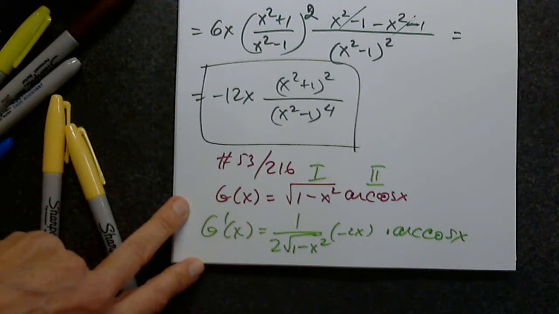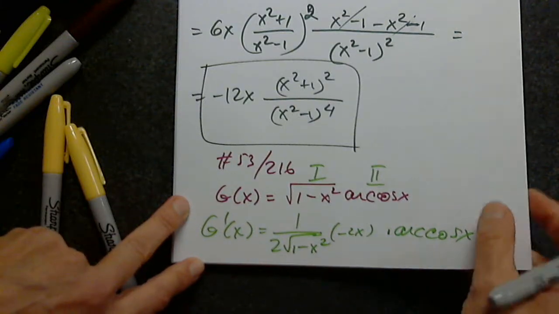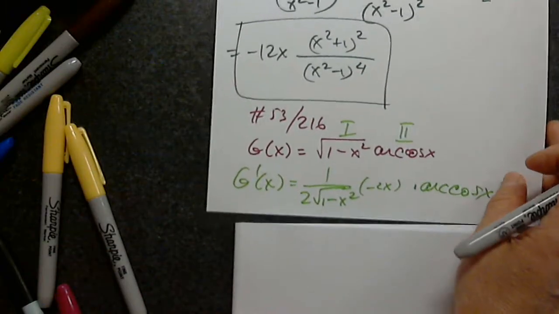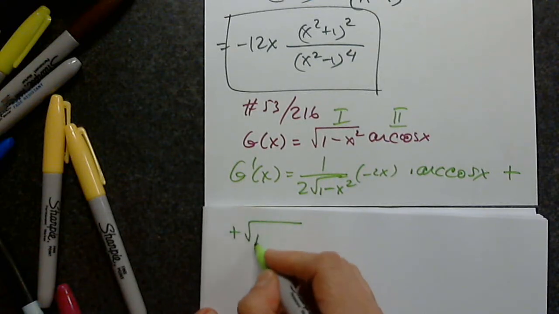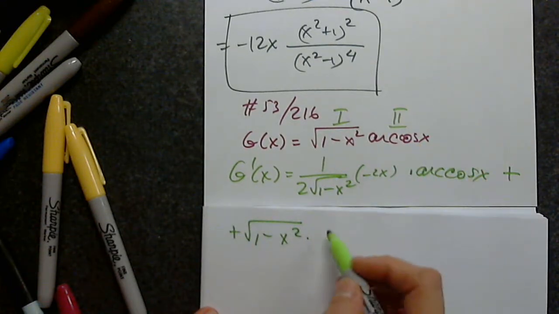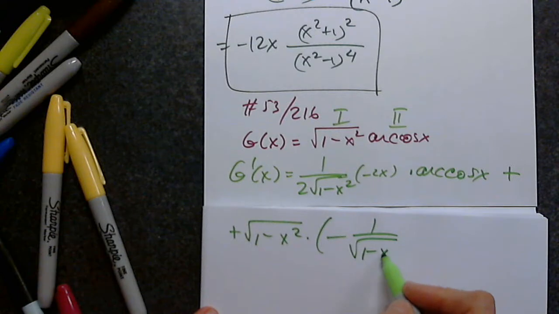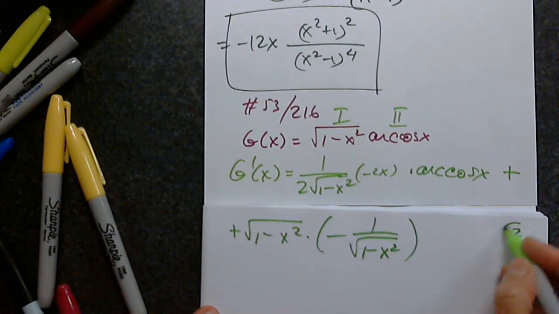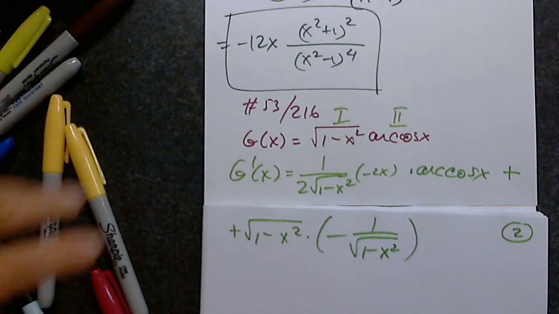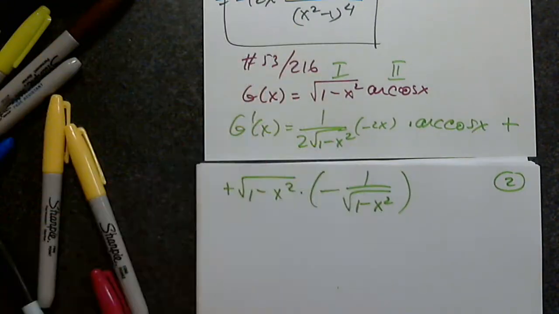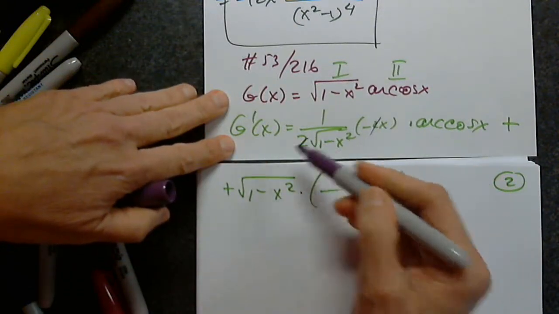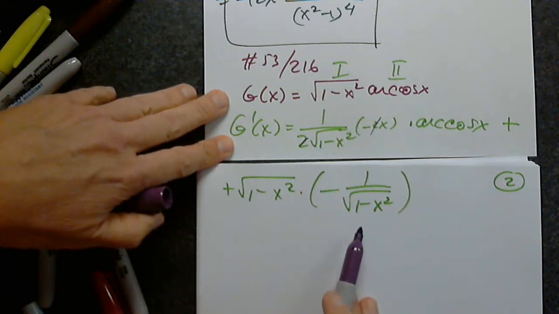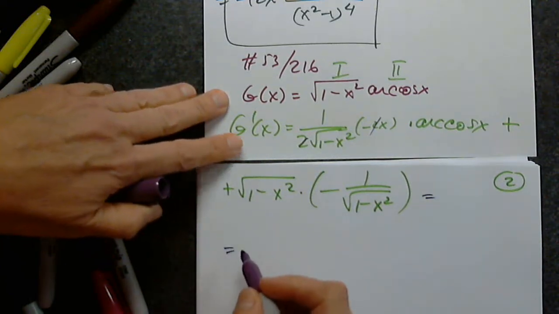So far so good? Okay, plus, because it's a product rule, I copy the first one and differentiate the second one. The derivative of arc cosine is negative 1 over the square root of 1 minus x squared. So now I'm trying to simplify, or maybe not. I have to simplify these two. I can simplify the denominators here, but we prefer keeping it in fraction form.